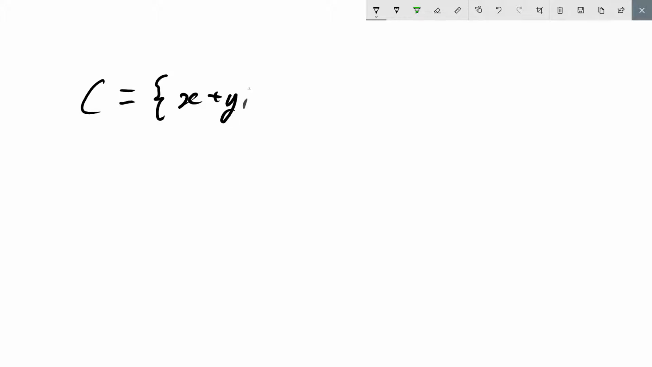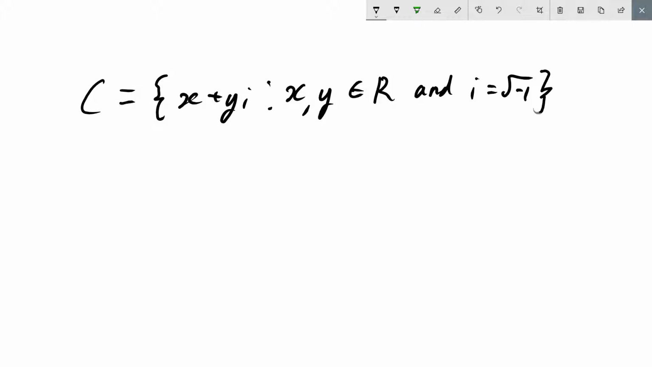in this form. So this x plus yi such that x and y are elements of the real number set, and i equals the square root of -1. So here we have defined a set for a complex number.